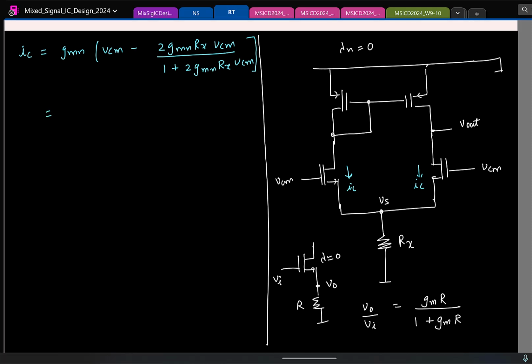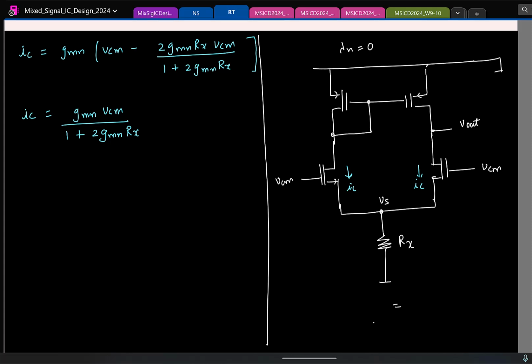Oh yeah, sorry. Which one? Oh yeah, okay, thanks. Correct. So what do you get if you simplify this? You get GMN... Fine. Okay, so till this point it should be fine.